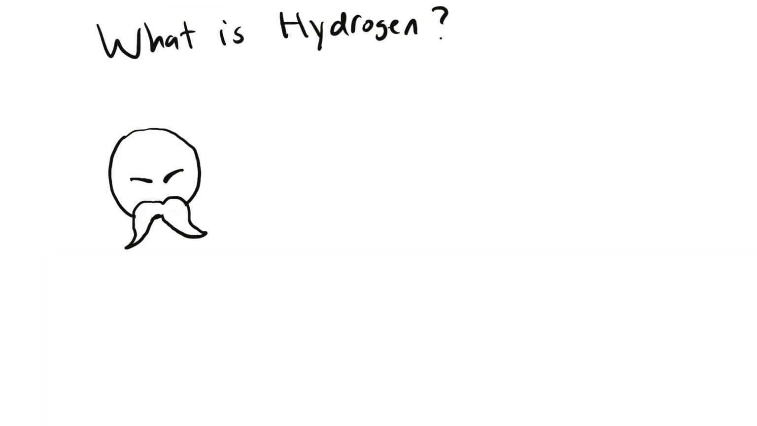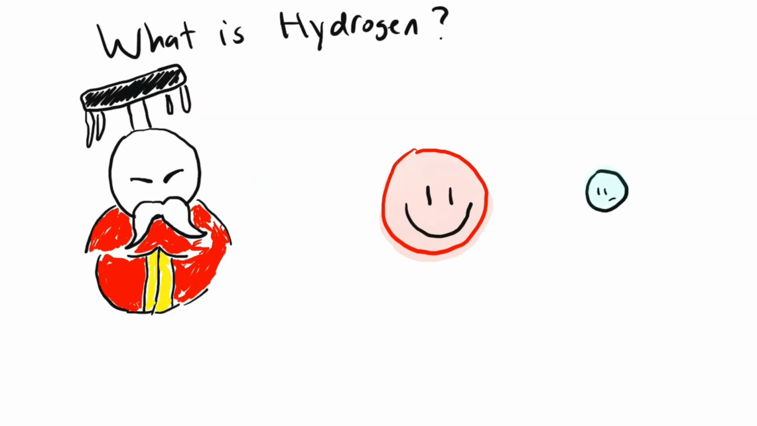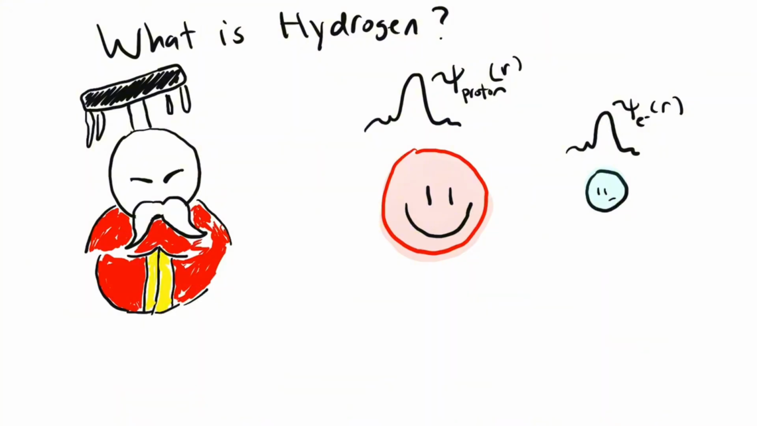First of all, what is hydrogen? Hydrogen is a bound state consisting of a proton and an electron. Doesn't this mean that we have to find the wave function for both the proton and electron? Well, the proton is much bigger than the electron, so we can consider it motionless and put it at the center of our coordinate system.